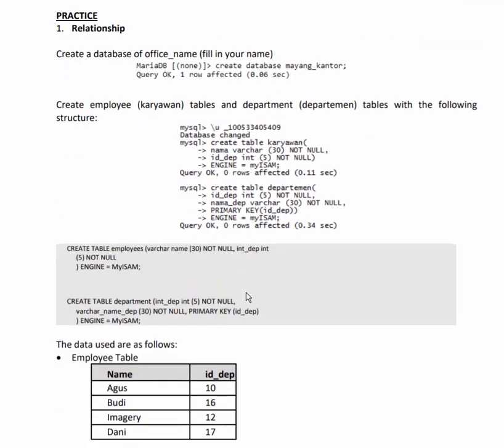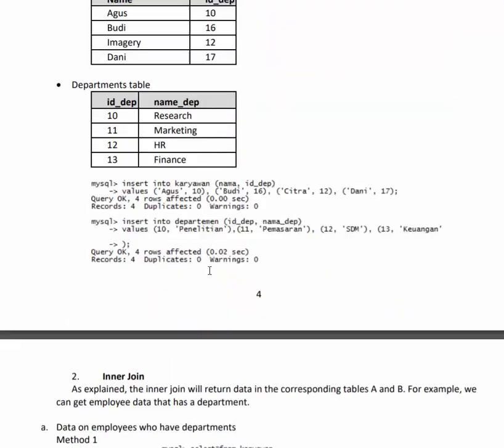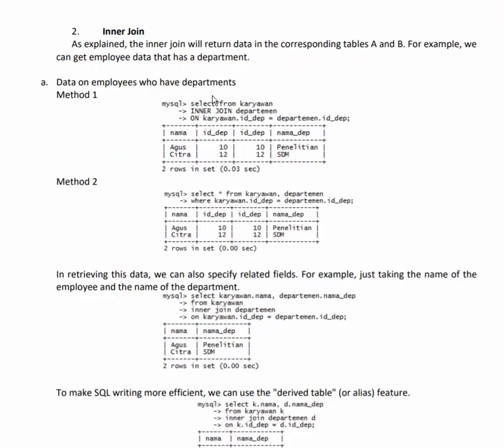So in this practice, for example, we must create a database, and in the database we must create two tables. The tables are the employee table and the department table. So this one is the source for how to create the employee table and department table. And after that you must insert all the data like in the job sheet. And after that you must implement the source code for the tables.